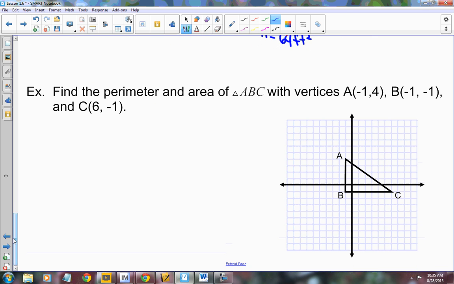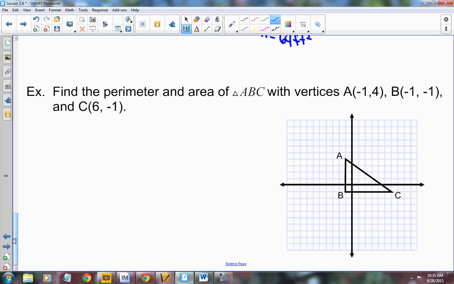Find the perimeter and the area of triangle ABC with the vertices. Now, if it were me and I was going to do this problem, if it gives me points, I'm going to graph it on graph paper. Because if you try to sketch it, it makes it really hard to count. It's easy to make a mistake. Another reason is sometimes we get horizontal and vertical lines, and if you have horizontal and vertical lines, you can count, right?